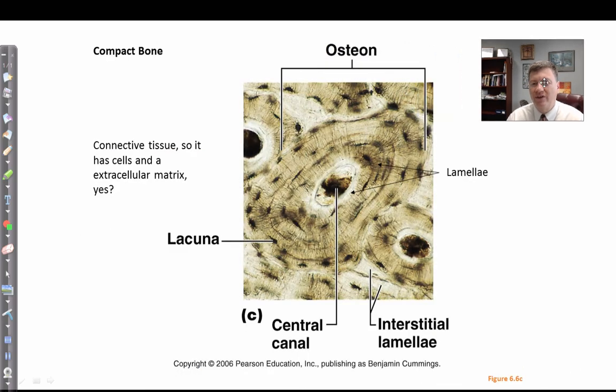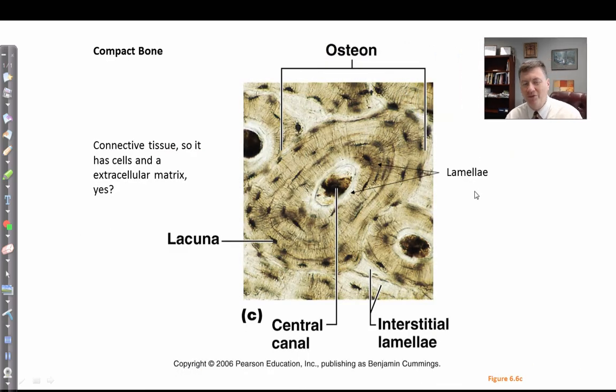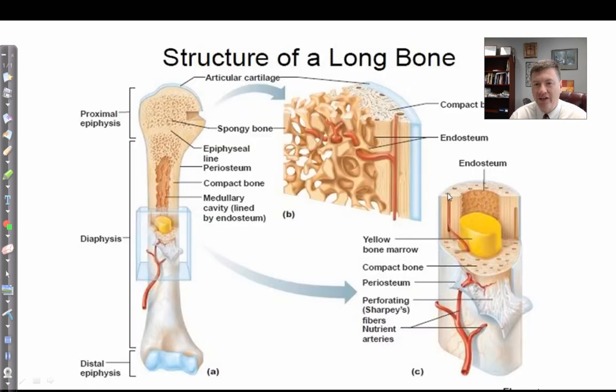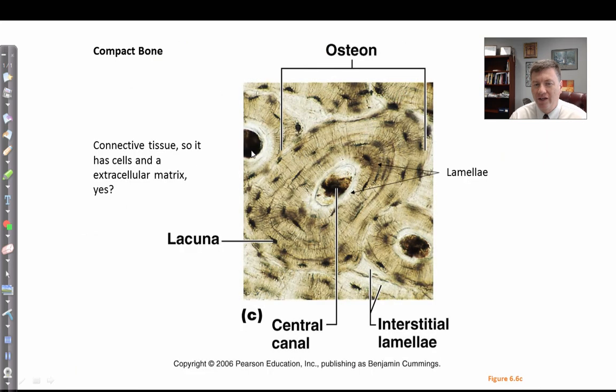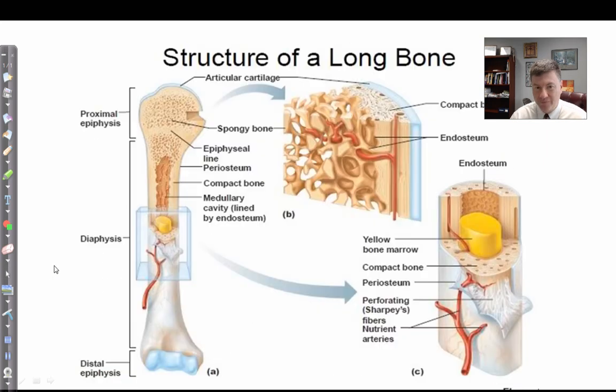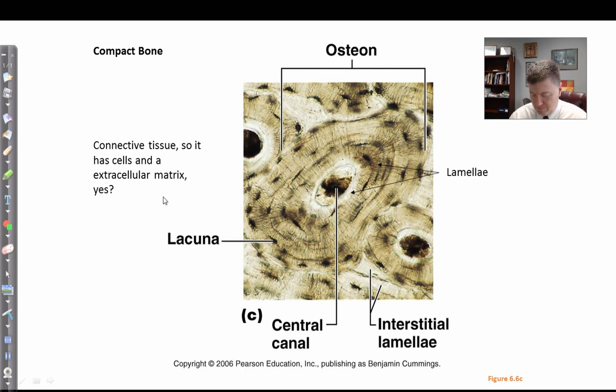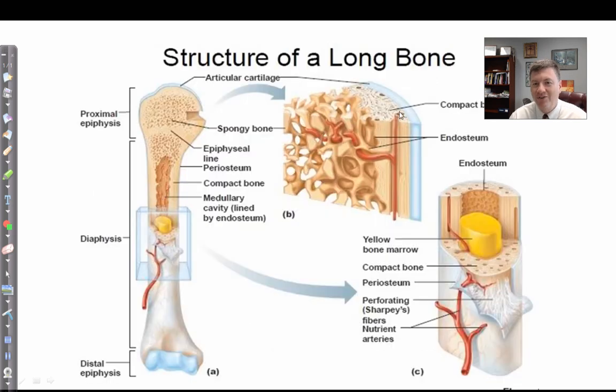Okay, so let's focus on compact bone for now, though. We'll talk about spongy bone a little bit later. We look at compact bone, and let me go back just for a second so you can get oriented here. You can see it better here. You see these little holes, these little tubes.